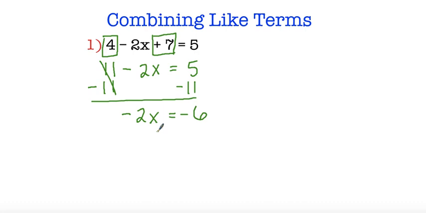So in order to get x by itself and isolate it, I have to divide both sides by negative 2, because this is negative 2 times x, and the opposite of multiplication is division. So I'm going to divide both sides by negative 2. And so negative 2 divided by negative 2 is just 1. I don't have to write the 1. I could simply write the x. And negative 6 divided by negative 2 is positive 3, so x equals 3. And remember that you could always go back and substitute to check your answer.